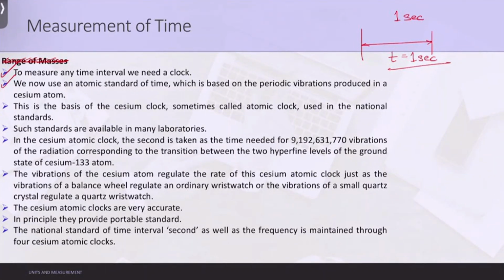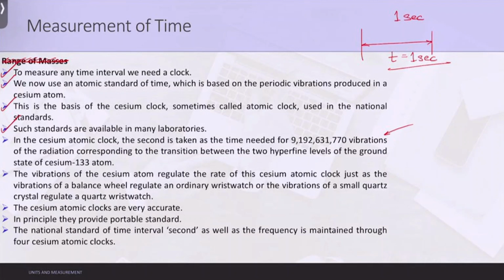So this is the basis of the cesium clock, sometimes called an atomic clock, used in the national standards. That is the most accurate, I guess, that is available. Such standards are available in many laboratories. In the cesium atomic clock, the second is taken. Now, please refer to this line very carefully.